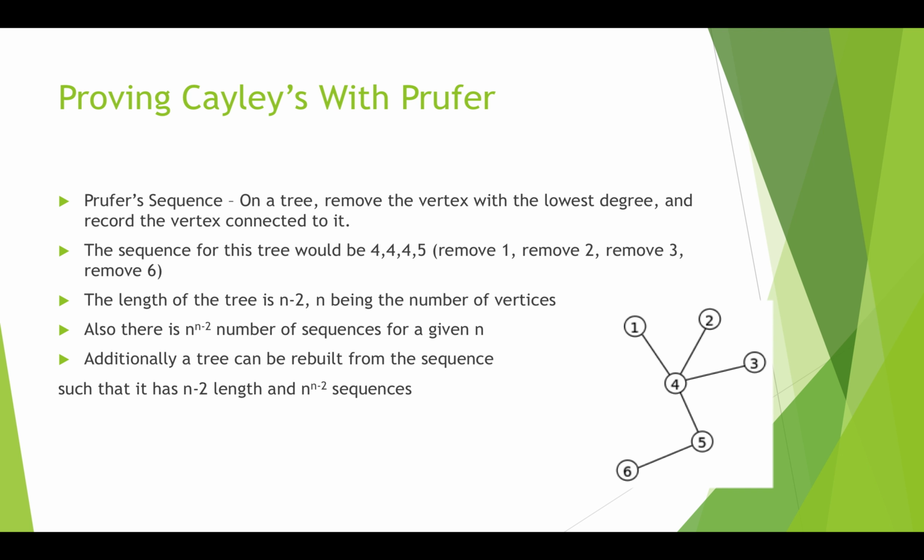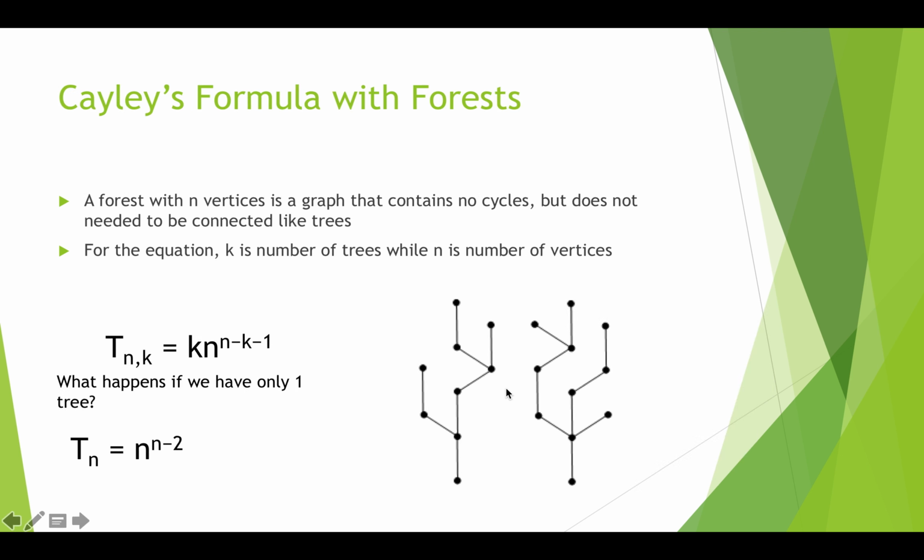But the idea is that a tree can be rebuilt from a sequence of length n minus 2, out of the n to the n minus 2 sequences. So walking backwards, I can rebuild this tree. It won't be exactly the same, but I can still rebuild it into another tree.